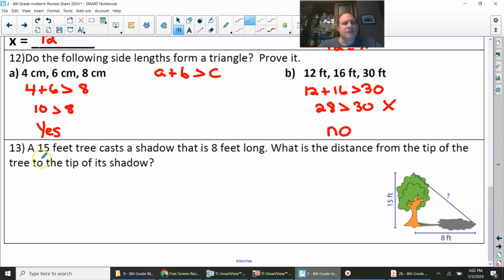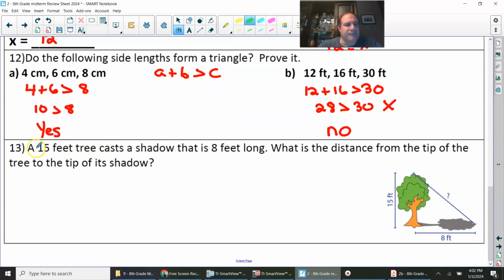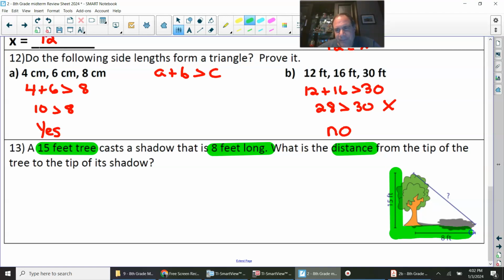So take a look at this one, a 15-foot tree. A 15-foot tree casts a shadow that is 8 feet long. What's the distance from the tip of the tree to the tip of the shadow? So what they're basically saying, they're giving you this, and they're giving you this, and they want to know the length of this. So it is a right triangle. Take a look at it.